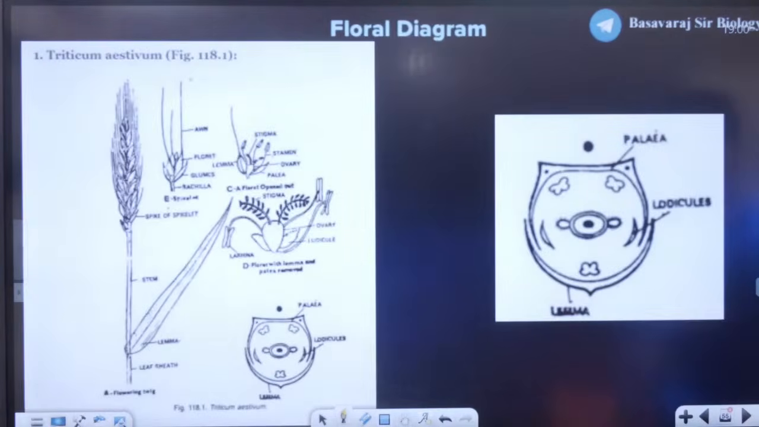Okay. This is a floral diagram given here. Lodicules, which are making sure they don't crush it. This is your entire stamen. And palea, can you see palea is here? Palea is there, which is making sure on the top.